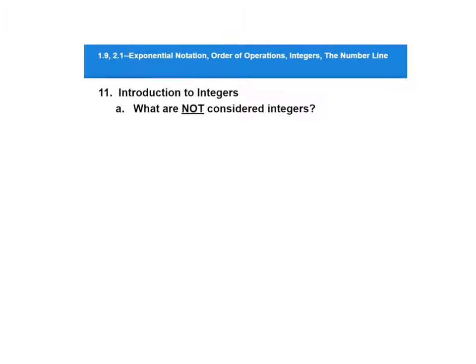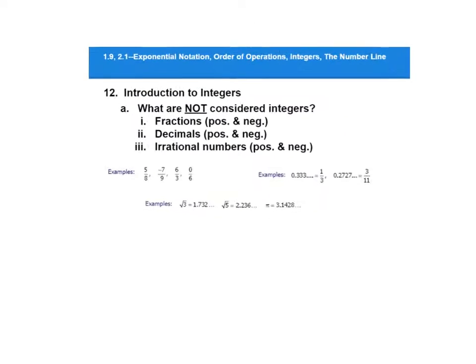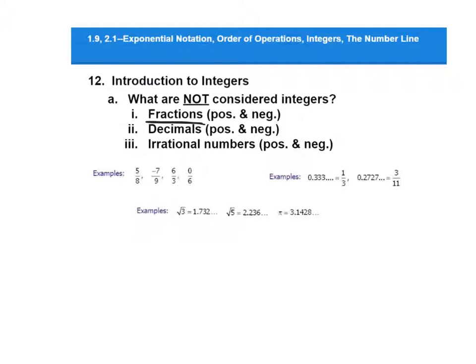What are not considered integers? So you think, well, it cannot be a positive whole number. It cannot be a negative whole number. And it cannot be 0. So what you've got are any of your fractional answers, decimals, and irrational numbers. All of these can be positive and negative. So if you look at that 5/8, -7/9, these are fractional answers. Probably ought to change that to maybe 1/6. Otherwise, it's 0. And 0 is an integer.